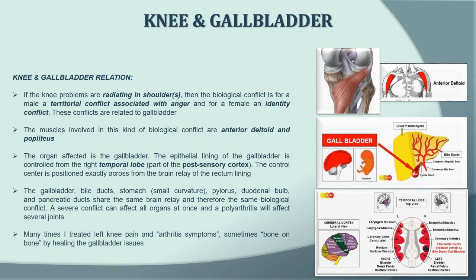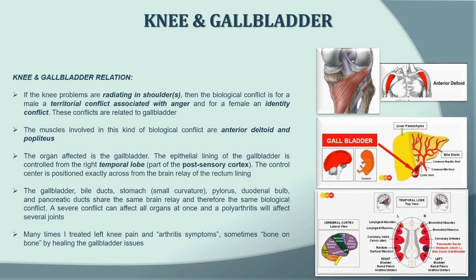The epithelial lining of the gallbladder is controlled from the right temporal lobe, which is a part of the postsensory cortex. The control center is positioned exactly across from the brain relay of the rectum lining, as you can also see in the pictures on the right. The gallbladder, the bile ducts, the stomach, the pylorus, the duodenal bulb, and the pancreatic ducts share the same brain relay and therefore the same biological conflict.